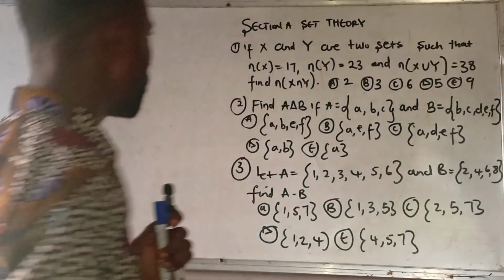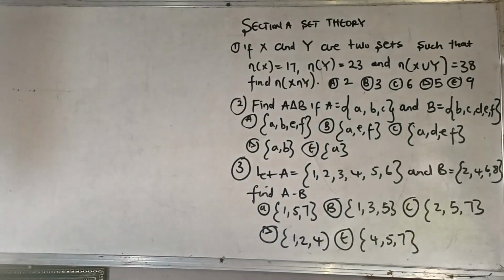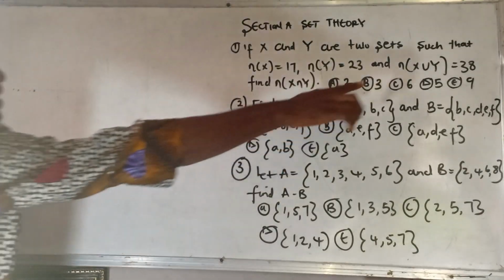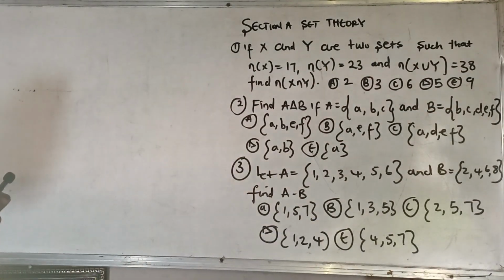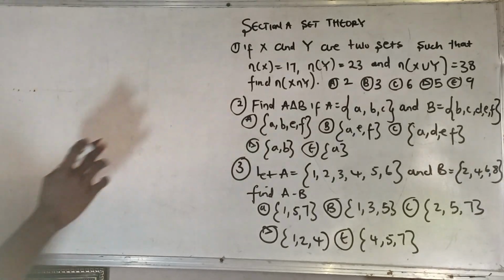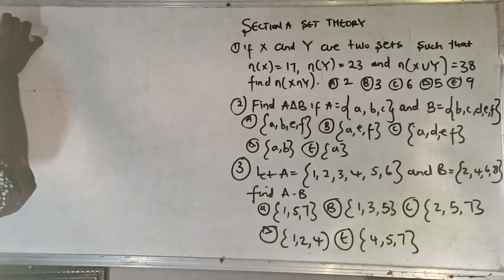Question in your manual, year one manual, algebra and trigonometry. If X and Y are two sets such that the number of X is equal to 17, the number of Y is equal to 23, and n(X union Y) is equal to 38, find n(X intersection Y). Solution for question number one.